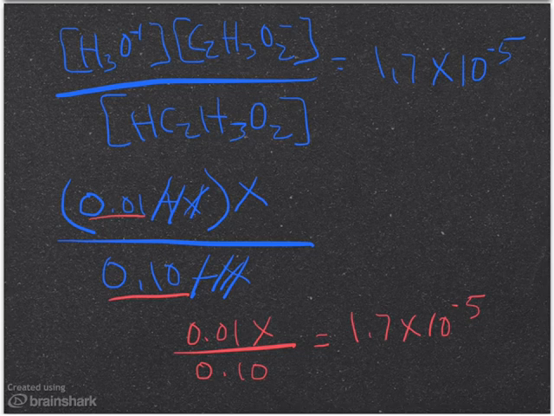Now it's simply a matter of solving for x. So you would cross multiply with the 0.1 times 1.7 times 10 to the negative 5, and then divide it by the 0.01. And if you do out this math, you end up with an x of 1.7 times 10 to the negative 4.